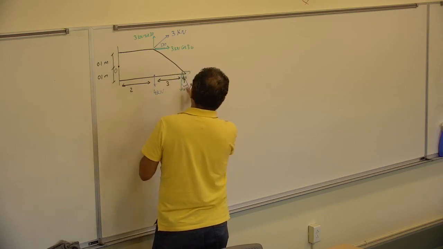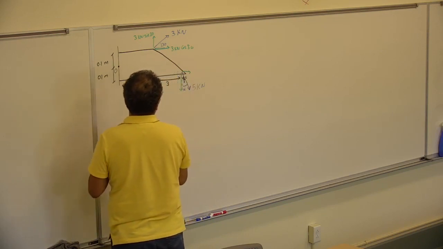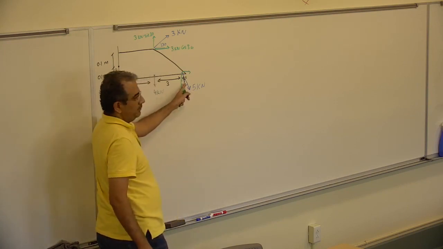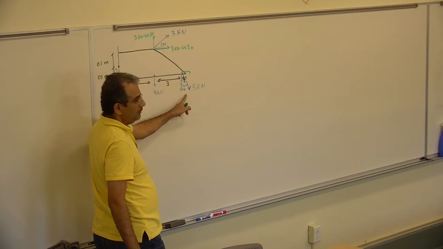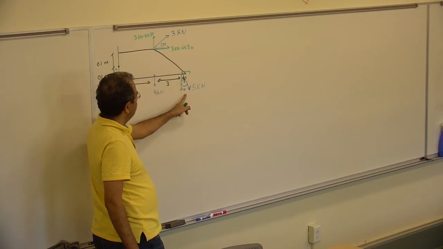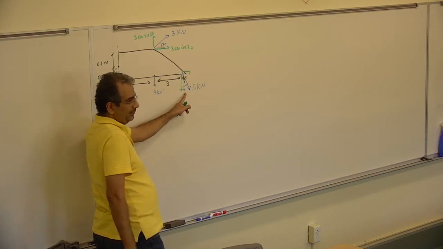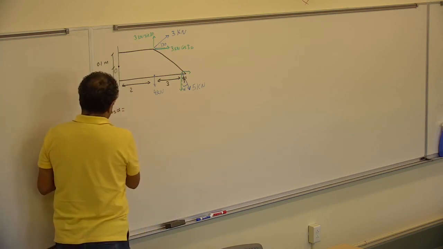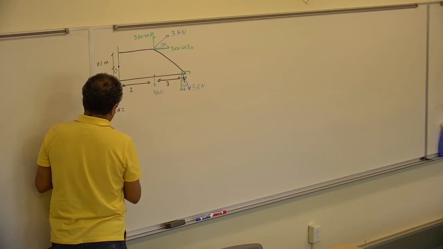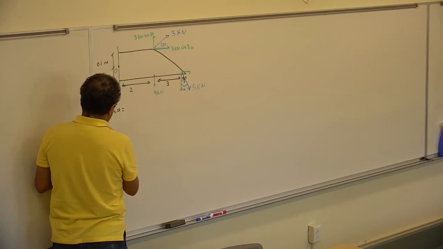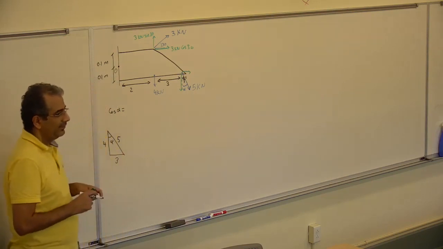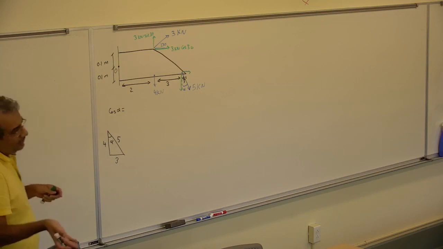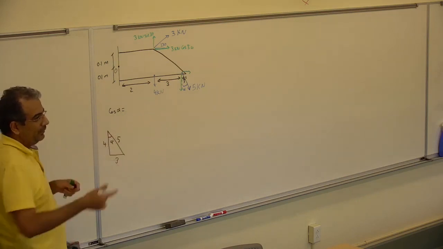Here, we assume that angle is alpha. Cosine alpha would be, wait, the triangle is 3, 4, 5. Cosine is always next to the angle, and sine is the one that is away. So cosine alpha is 4 over 5.